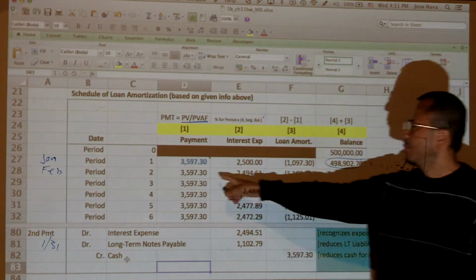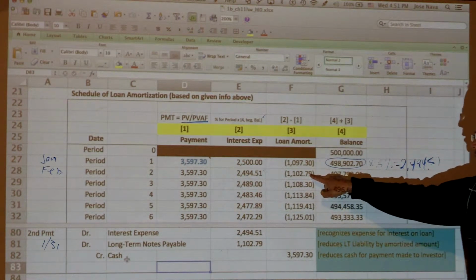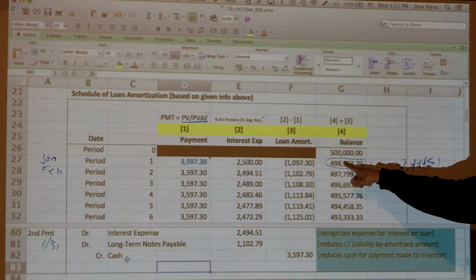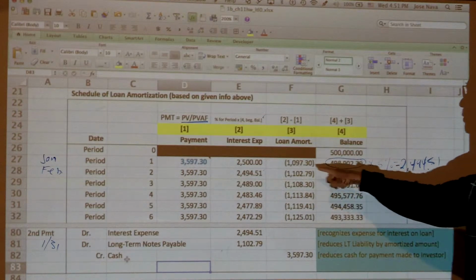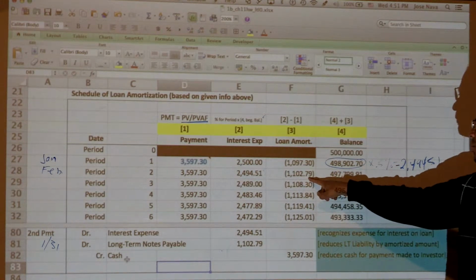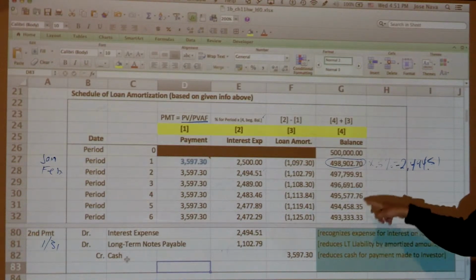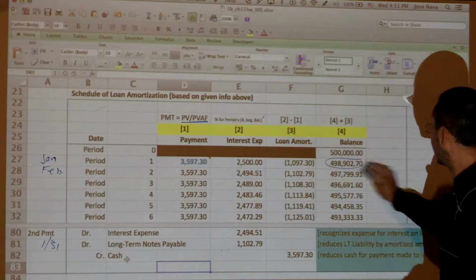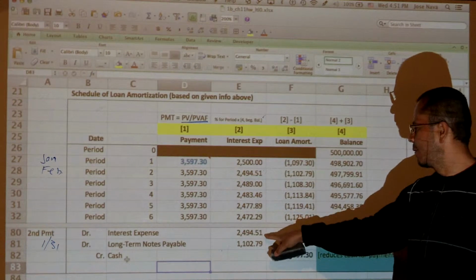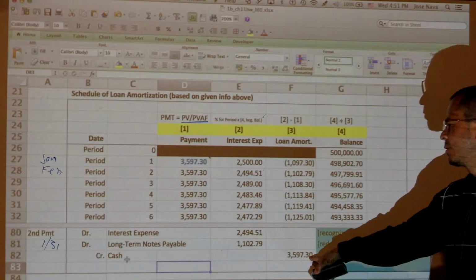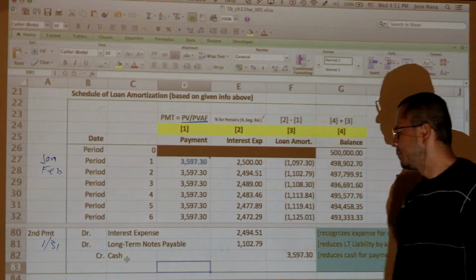And again, we go back to the payment. This payment minus the interest expense gives you the pay down of the loan amount. So you go $498,902.70, that's the beginning balance in period 2, minus a pay down of $1,102.79, gives you an ending balance of $497,799.91. And that's how you get to these numbers here. Interest expense, $2,494.51. The payment is always the same, given $3,597.30, and the difference will be the pay down.